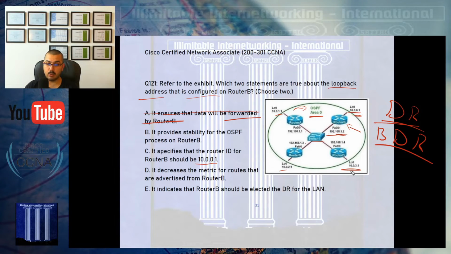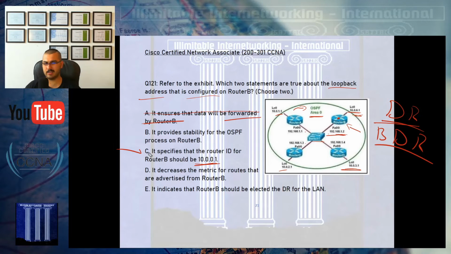But if the loopbacks were the addresses responsible for electing a DR, then a loopback address will not go down, because as long as the router is up and running and has at least one interface up and running, the loopback is reachable because it lies inside the router logically. So yes, it specifies that the router ID for router B should be 10.0.0.1. Yes, the ID for this router will be 10.0.0.1.